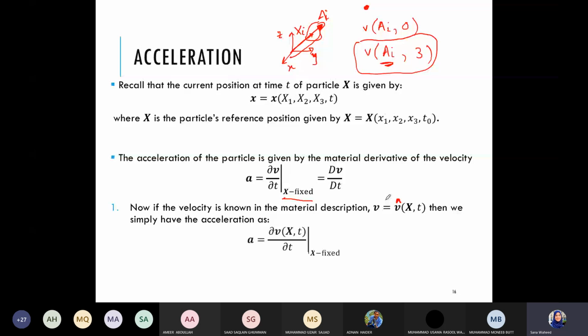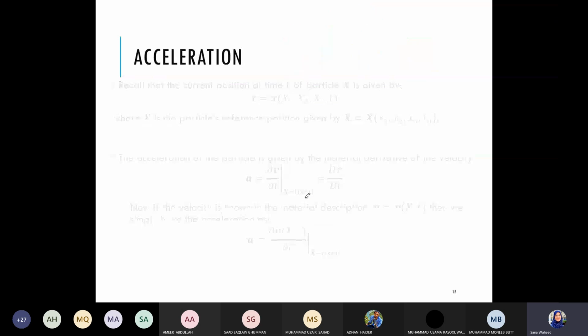Okay, so for this I can differentiate it directly. Velocity was given in terms of X, so I'm keeping capital X fixed. So I find my acceleration straightforward, no issue.